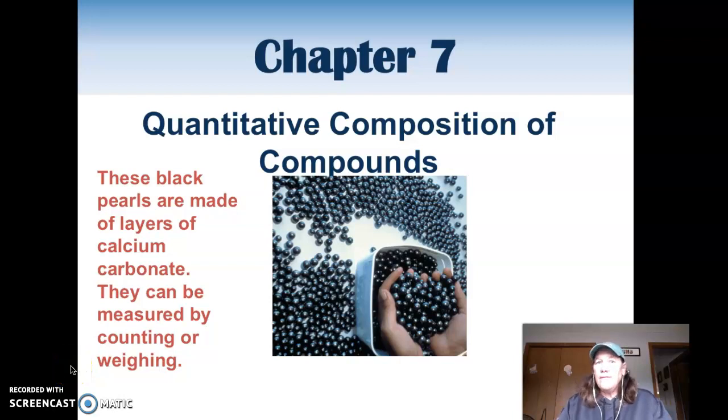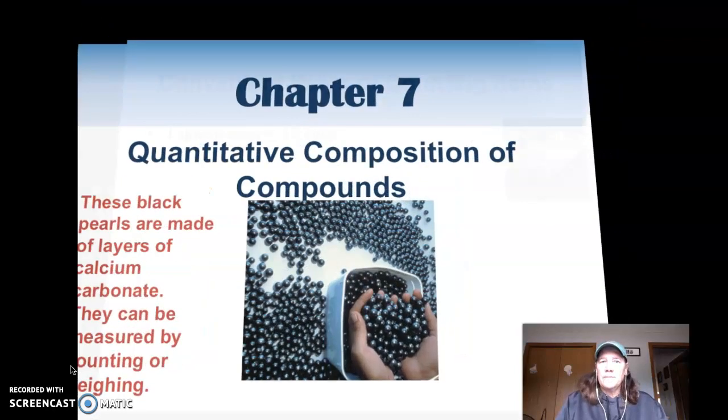Right, chapter 7, we're going to start today. It's the quantitative. Remember, quantitative means number, composition of compounds. In other words, what amount of stuff do we have in a compound? Okay, here it is showing you pearls. They're actually calcium carbonate, which is the same thing that makes up Tums. But under certain conditions, they get a different color and they're worth a small fortune. So they can measure those out and sell them for a small fortune.